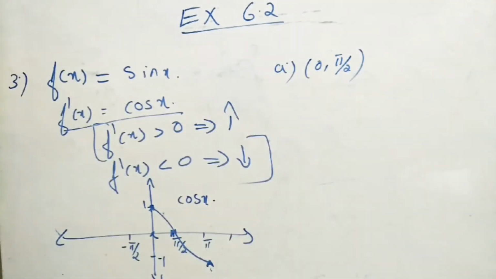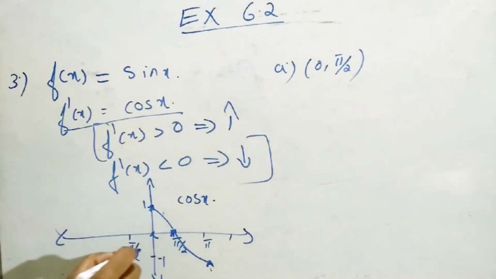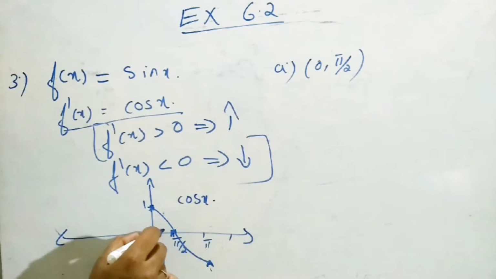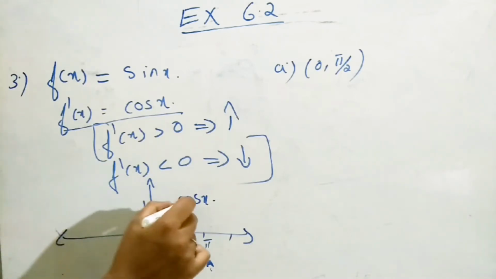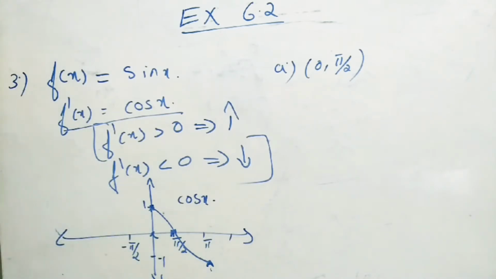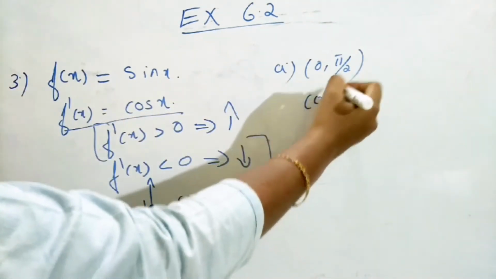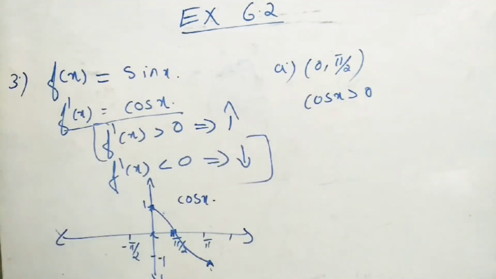We need to consider the interval 0, pi by 2. And we know that in the interval 0, pi by 2, the graph of cos x lies in the positive side of the y-axis. So we can say that in this interval cos x is greater than 0.